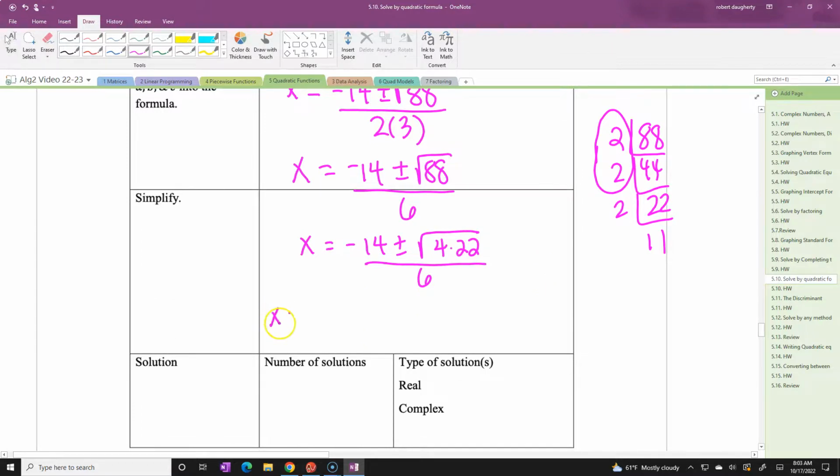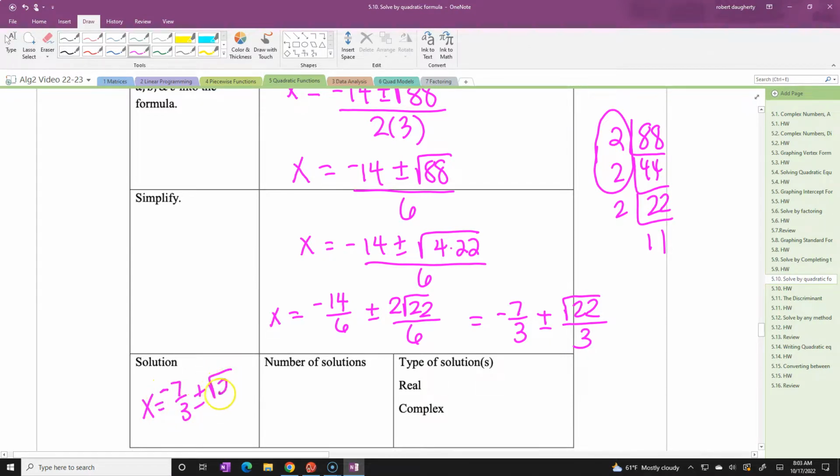So this is x equals negative 14 over 6 plus or minus 2 root 22 over 6. So 14 over 6, that's negative 7/3, plus or minus 2 over 6 is 1/3, so square root of 22 over 3. The solution is x equals negative 7/3 plus or minus the square root of 22 over 3. So here I see 2 real solutions.